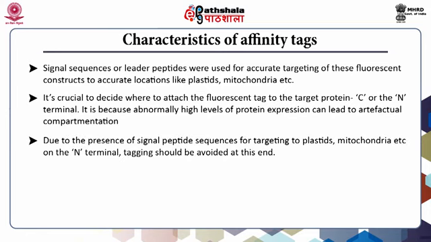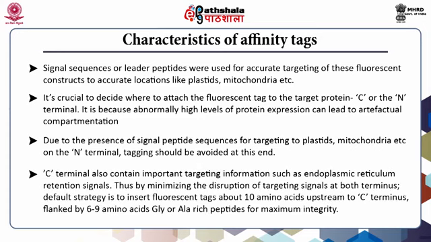Due to the presence of signal peptide sequences for targeting plastids and mitochondria on the N-terminal, the tagging should be avoided at this end. So what about the C-terminal? The C-terminal also contains important targeting information such as endoplasmic reticulum retention signals. Thus, by minimizing the disruption of targeting signals at both termini, the default strategy is to insert the fluorescent tag about 10 amino acids upstream of the C-terminus, flanked by 6 to 9 amino acid, glycine and alanine rich peptides, for maximum integrity.